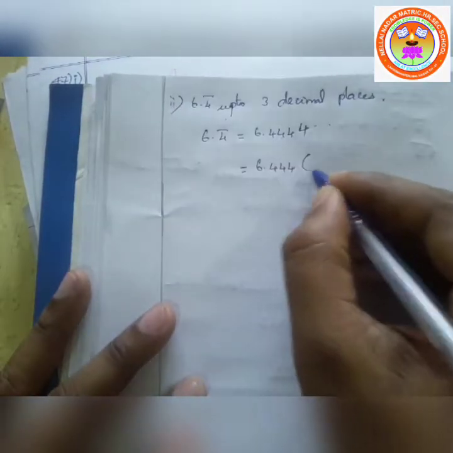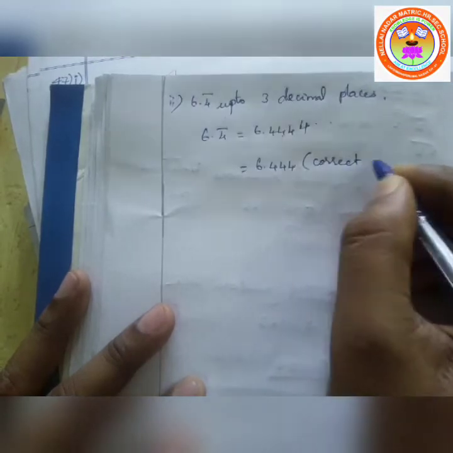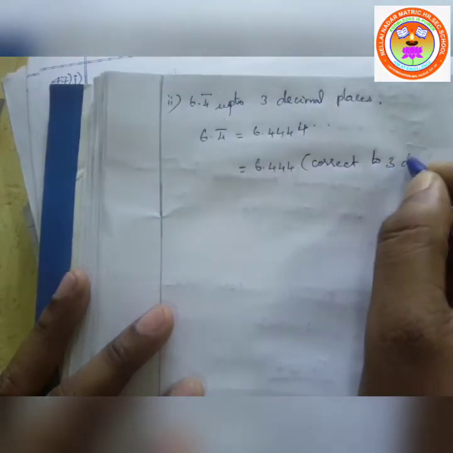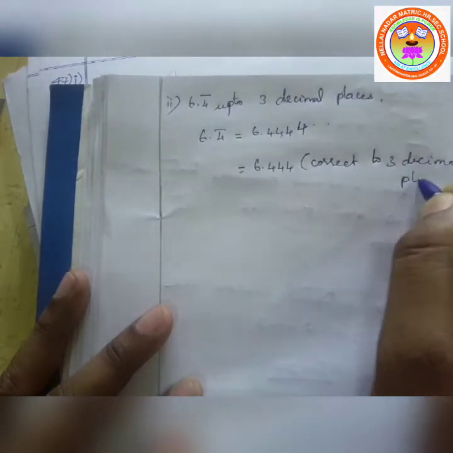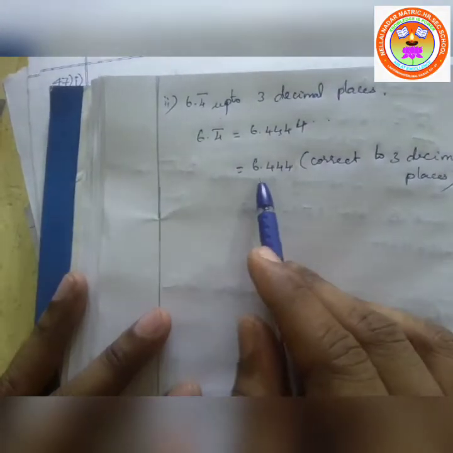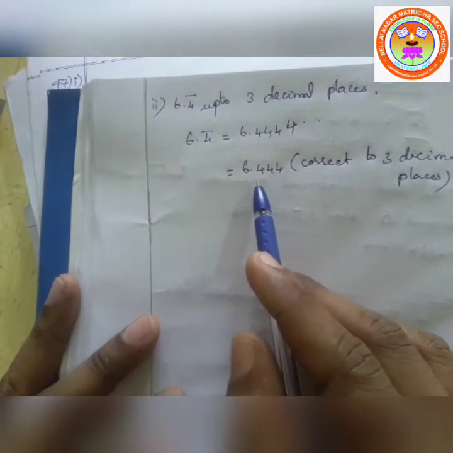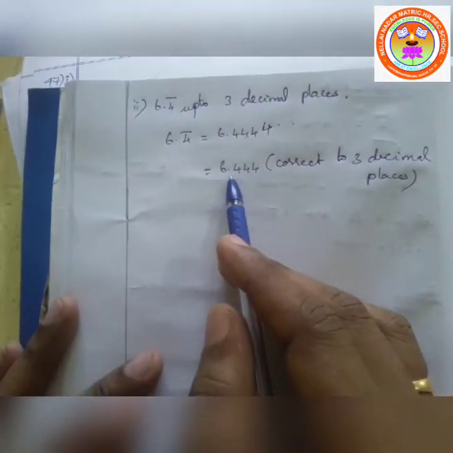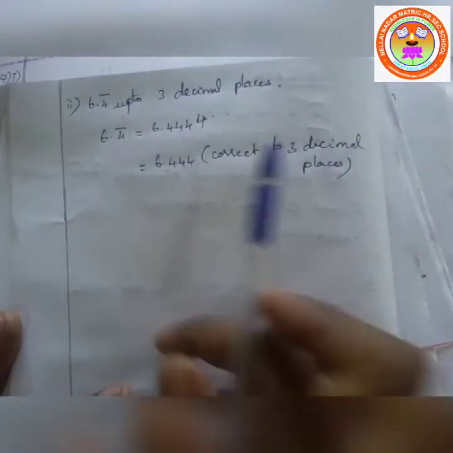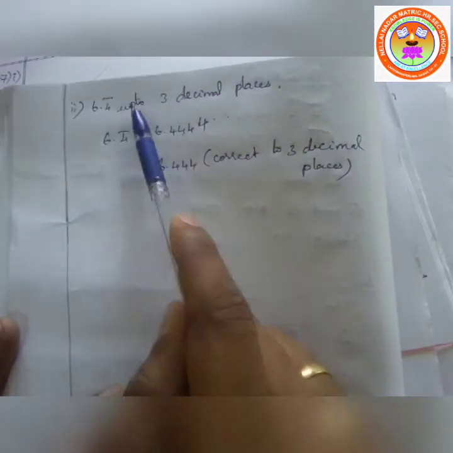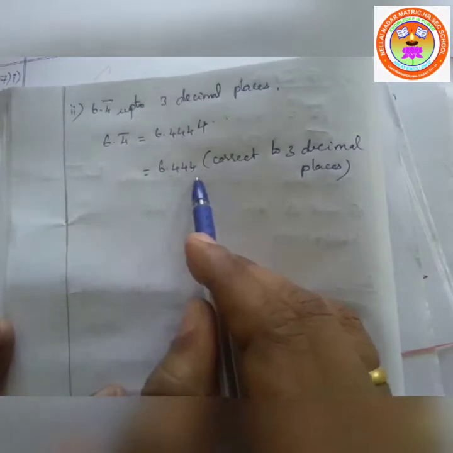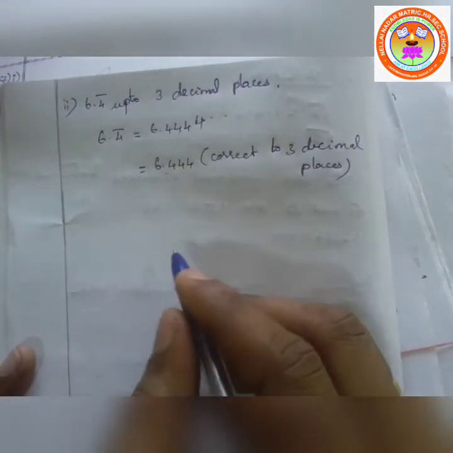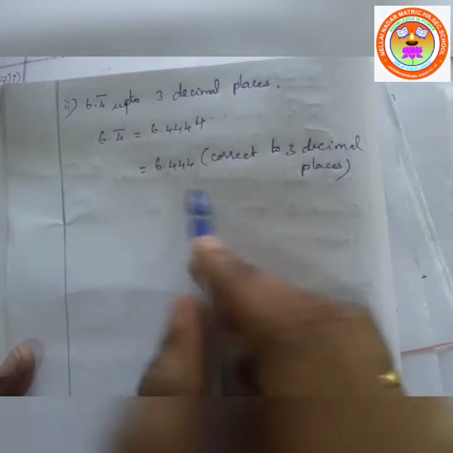This is correct to 3 decimal places. Why have we taken 3 decimal places? Because in the question it is given that 6.4 bar up to 3 decimal places. So we have taken 6.444 only. Now we are going to represent this on the number line.